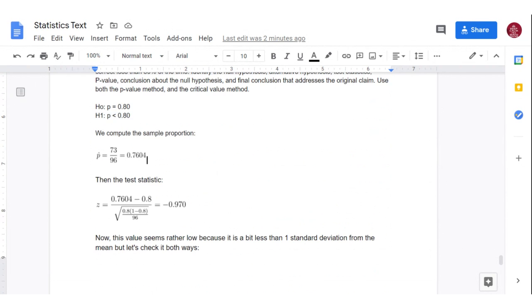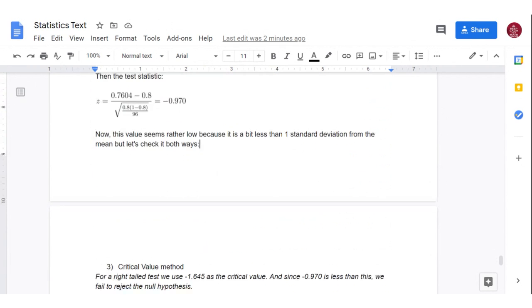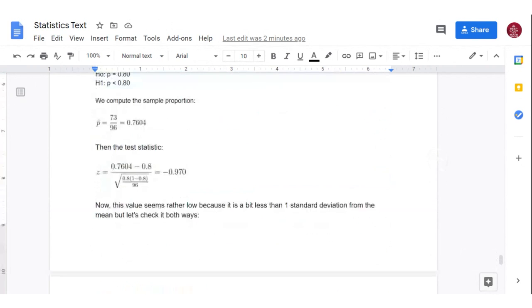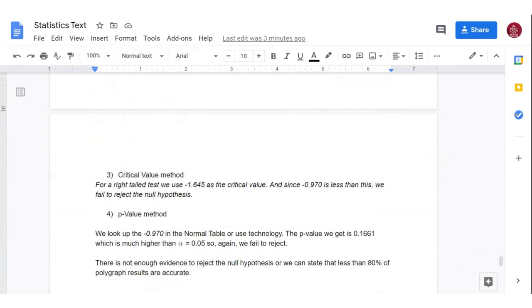And then the standard error down in the denominator is the square root of 0.8 times 1 minus 0.8 divided by 96. So the test statistic is negative 0.97. So it's a bit less than one standard deviation, which I don't think is looking good, but let's check. So this was 0.05 again. It's a left tail test, so the whole 0.05 is on the left-hand side, so we're using negative 1.645. Just like for the right-hand tail test, we had 0.05 and a positive 1.645.